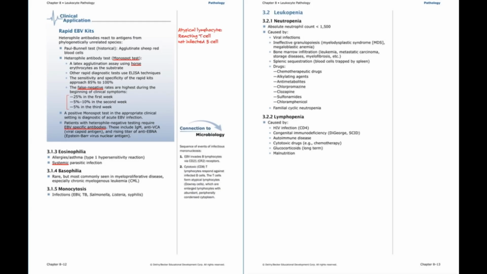Just to remind ourselves about infectious mono and reconnect to microbiology, remember these are highly tested facts on the Step 1 exam. Remember that the virus attaches to B lymphocytes through the CD21 receptor. And remember, when one is looking at the reactive lymphocyte, the so-called Downey cell, that is the T cell.